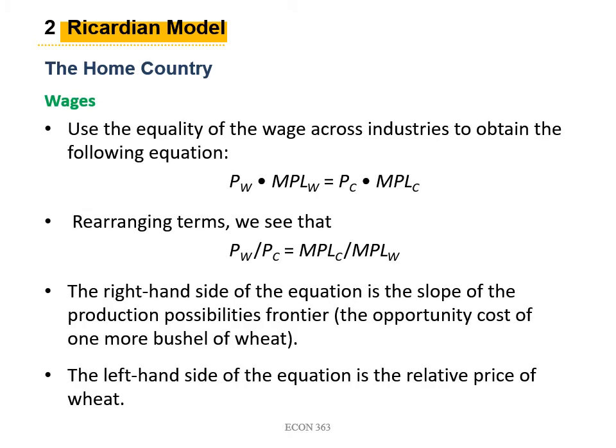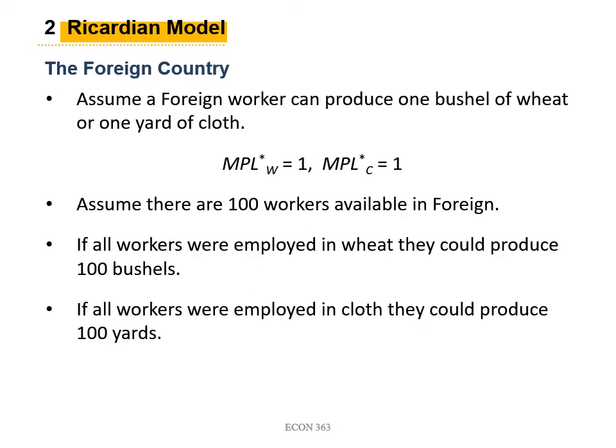So in equilibrium, the price of wheat multiplied by the marginal product of wheat has got to be equal to the price of cloth times the marginal product of cloth. So PW over PC in equilibrium equals MPLC divided by MPLW. The good news about dealing with the foreign country is that the numbers are different, but otherwise the entire logic, the entire theory is exactly the same. It's the mirror image of the home country.